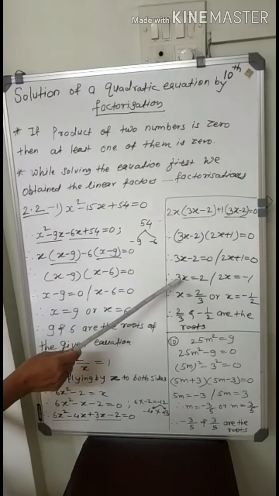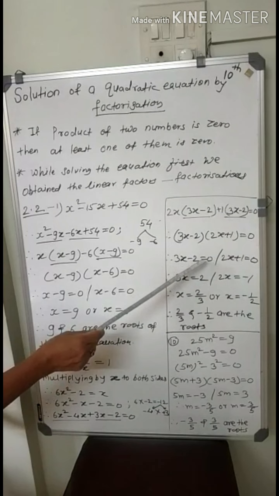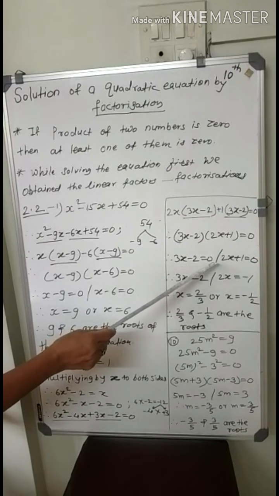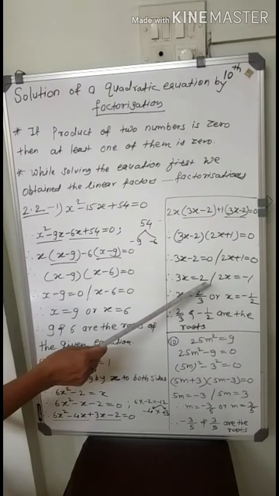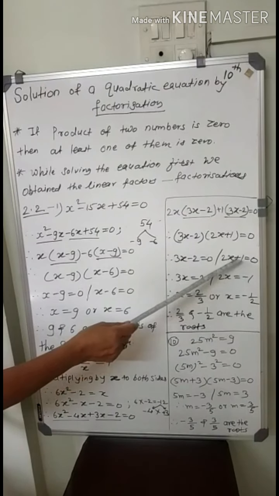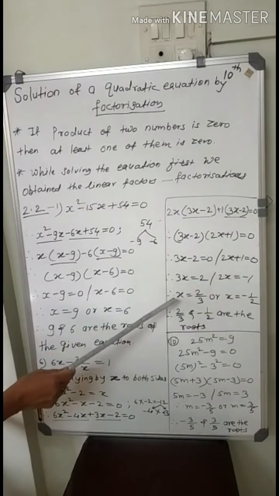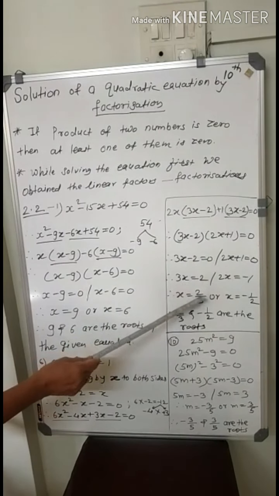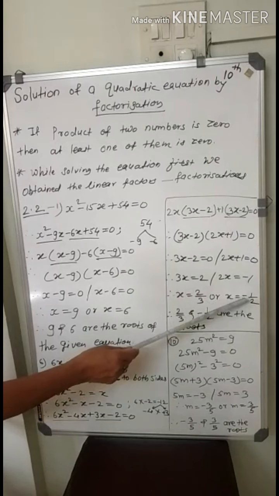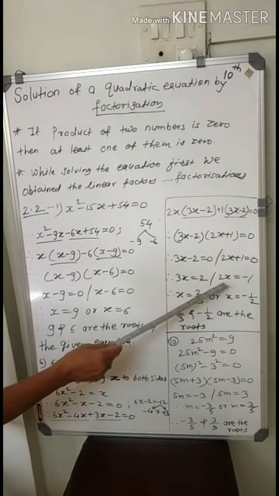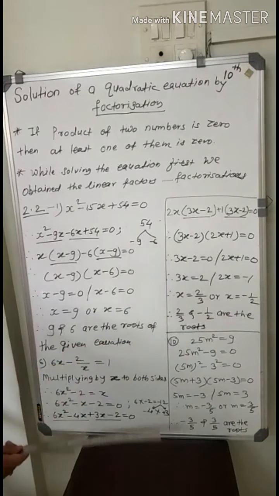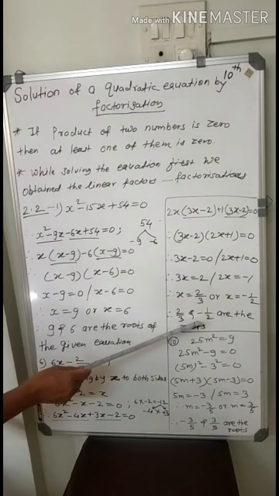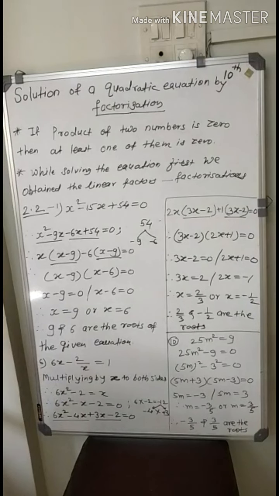That is 3x equal to, this minus 2 becomes plus when we shift it to right side. 3x equal to 2 or 2x equal to plus 1 becomes minus. So x equal to 2 upon 3 or x equal to minus 1 upon 2. 2 into a ते इकडे काय होईल divide. So 2 upon 3 and minus 1 upon 2 are the roots of given quadratic equation.